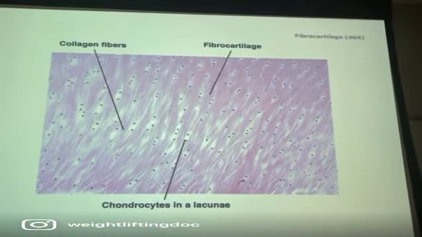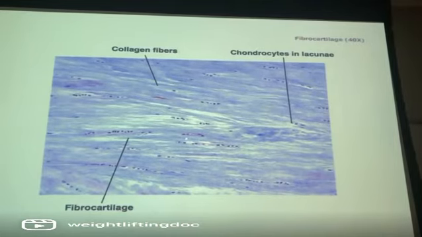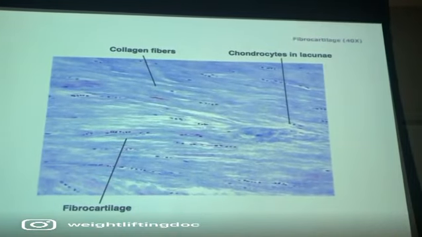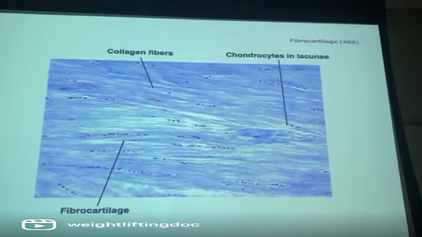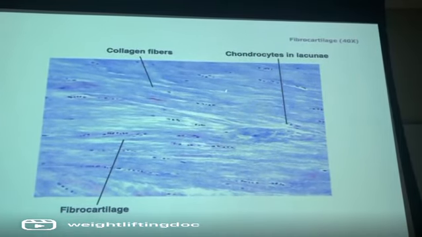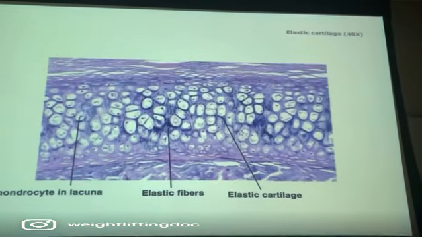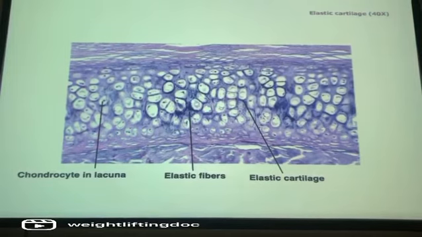Another way we see fibrocartilage, I look at this, I see an ocean, I'm in a helicopter, I'm looking down, I see these little people in the ocean, right, because there was a shipwreck, and so that's what I visualize when I see this. This is another way you'll see fibrocartilage appear. Again, those are chondrocytes inside the lacunae, even though we can't see the lacunae very well, and collagen is the primary fiber type.